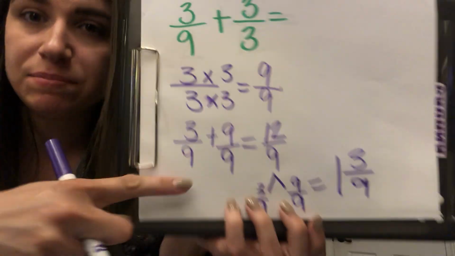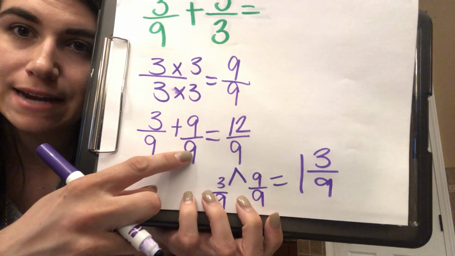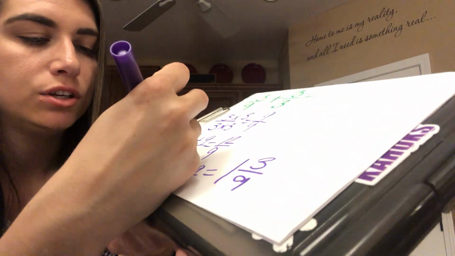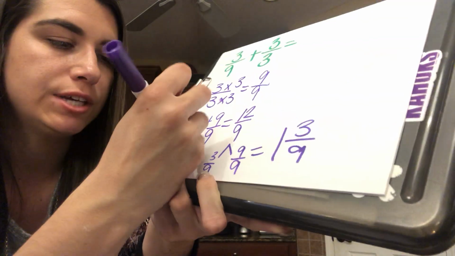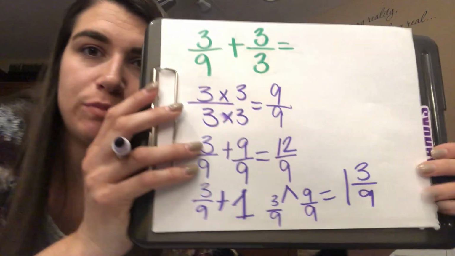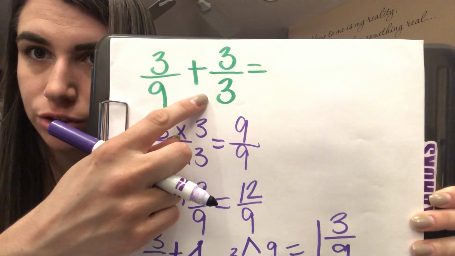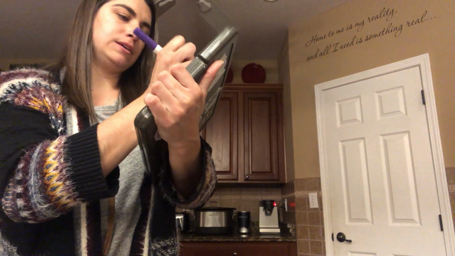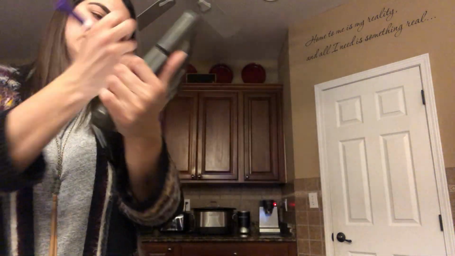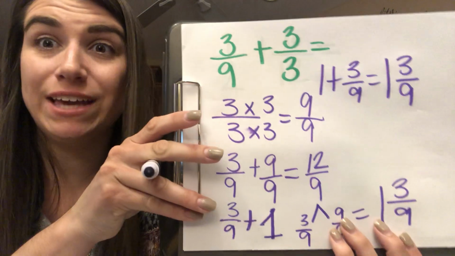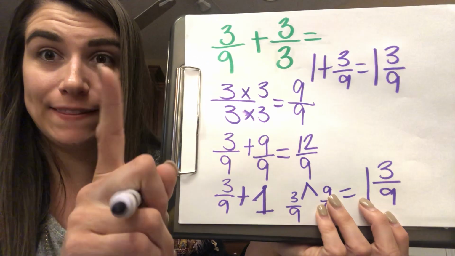Now, if you skipped that step because you saw up here that 9/9 equals 1, you can go ahead and do that as well. So then you have 1 plus 3/9, which again gives you 1 and 3/9. Now, if you're even a step further than that, you might have noticed that up here, and you could have changed 3/3 to 1. And 1 plus 3/9, again, is 1 and 3/9. So any of the 3 ways that you just did works, as long as you get 1 and 3/9 as your answer.